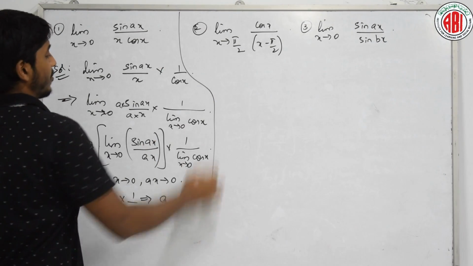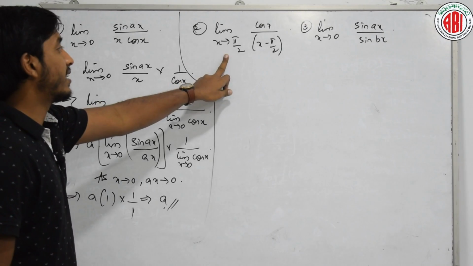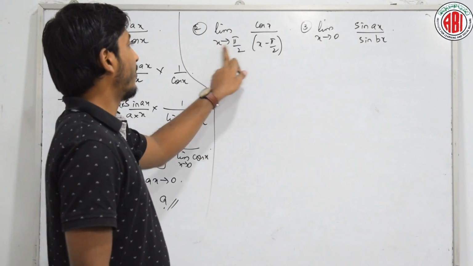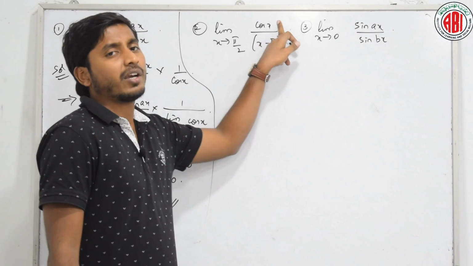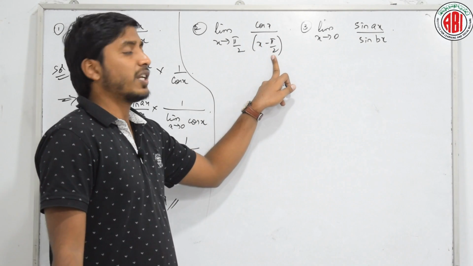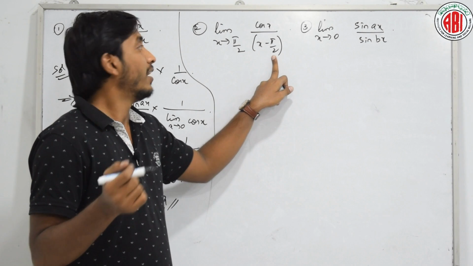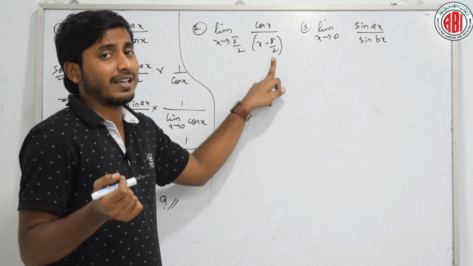Now let us move on to the next problem. Limit x tends to pi by 2 cos x by x minus pi by 2. How to do? If I substitute pi by 2 here, cos pi by 2 is 0, and pi by 2 minus pi by 2 is again 0. 0 by 0 is again an indeterminate form, right? Then how to do? Just tell me.